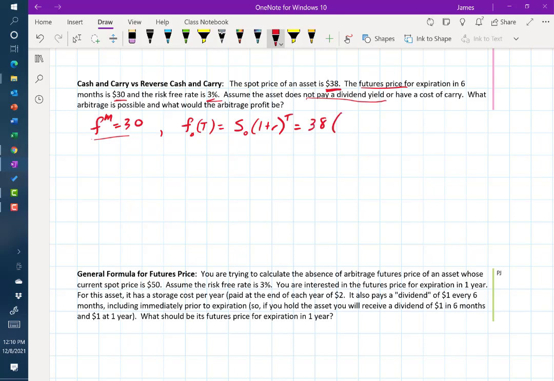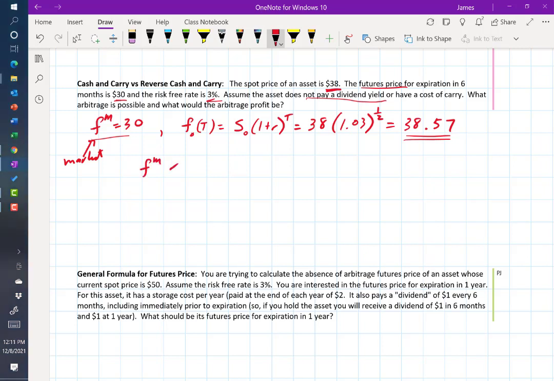So $38. The risk-free rate is 3%, and we're going to do it for 6 months, or a half a year, and this is going to give us a value of 38.57. Okay, so here's our market price. So this is in the market. And so we can see that the futures contract appears to be underpriced in the market relative to the model. So what do we have here?